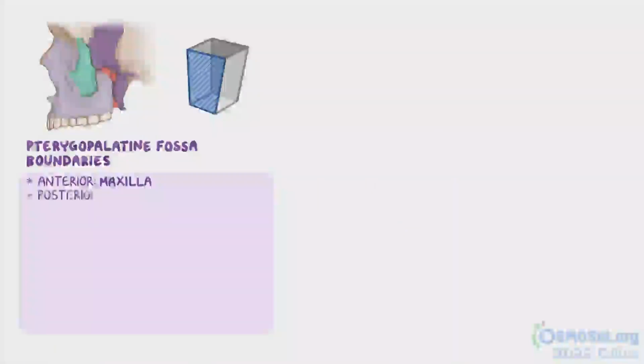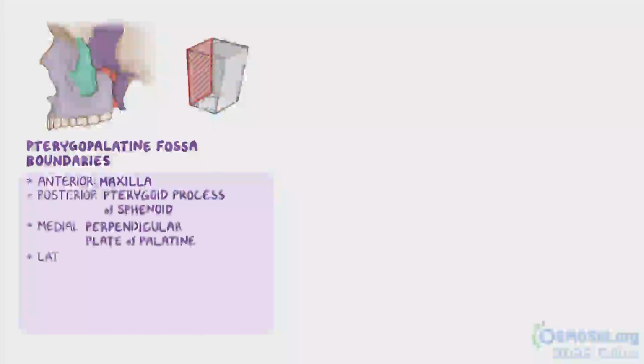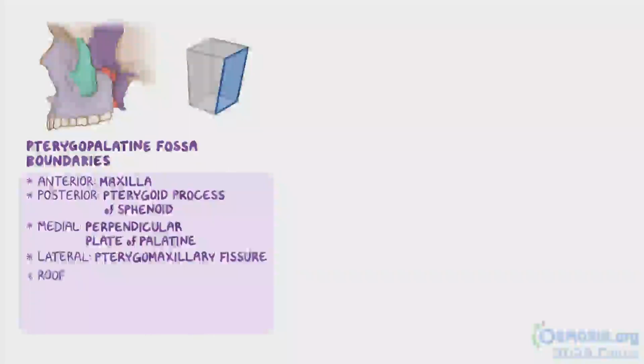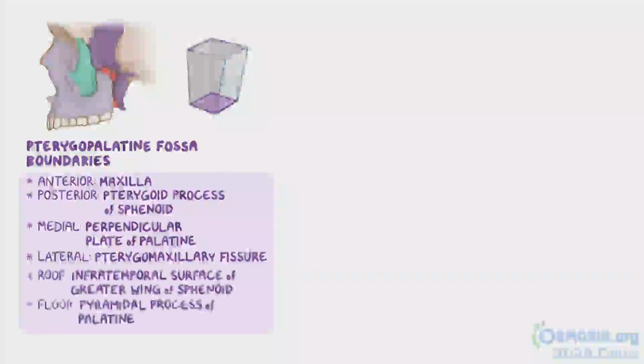Alright, as a quick recap, the pterygopalatine fossa is bounded anteriorly by the maxilla and posteriorly by the pterygoid process of the sphenoid, medially by the perpendicular plate of the palatine bone, and laterally by the pterygomaxillary fissure. The roof is formed by the infratemporal surface of the greater wing of the sphenoid and the floor by the pyramidal process of the palatine bone.